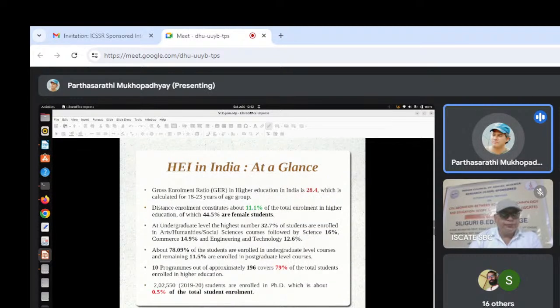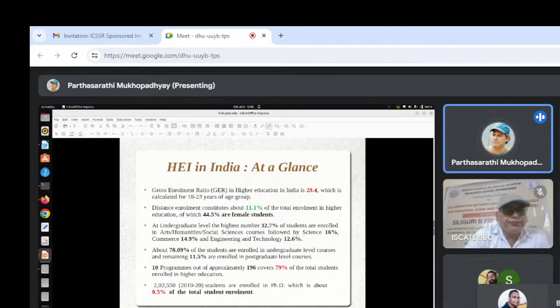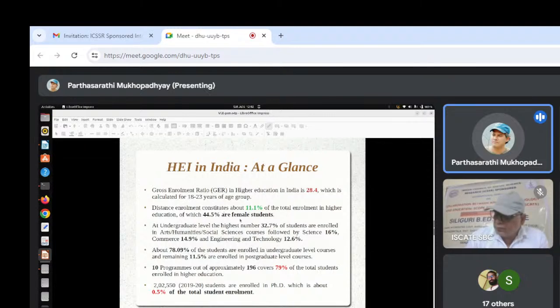Now what are the fallacies of this system? What are the weaknesses? What went wrong with this system? That we are now going to discuss. As I said, the latest AISHE data set, the GER in higher education, which we call technically TGER, tertiary gross enrollment ratio, is around 28.4. Previously it was 26.4 in 2018. So we are increasing.